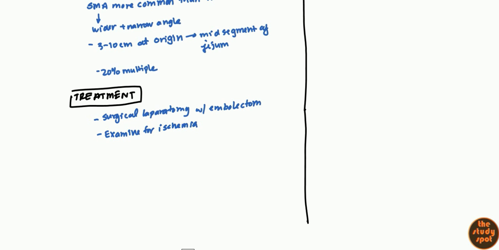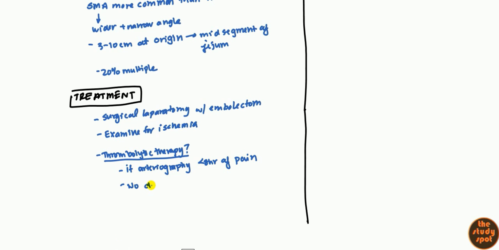Now, sometimes you can do just thrombolytic therapy, and this can only be done if an arteriography is done within 8 hours of the onset of pain. So if you're able to get to the patient really quickly, then maybe you can try thrombolytic therapy, and there must be no clinical evidence of peritonitis. So if there's any guarding, rigidity, distension, or decreased bowel sounds, then you cannot do thrombolytic therapy. You need to go into surgery.